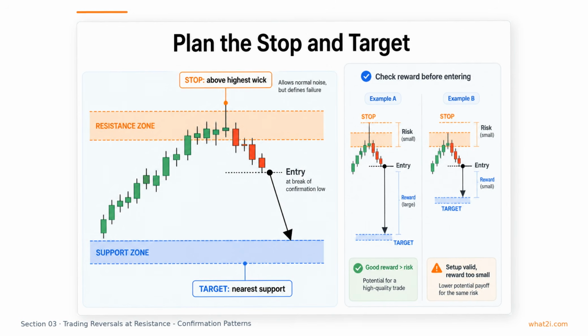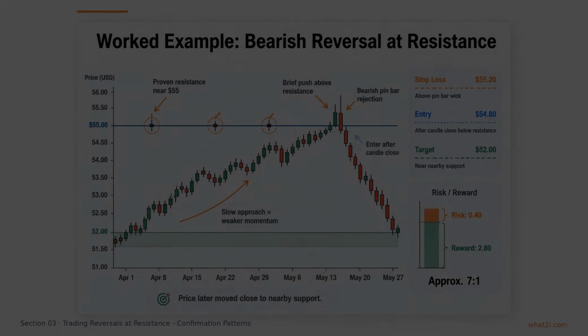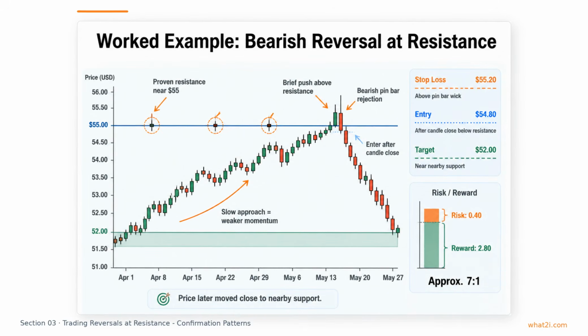Sometimes a reversal pattern looks technically valid, but the support below is so close that the reward is too small to justify the risk. In that case, the right decision may be to pass on the trade. Here is how that process might look in practice.